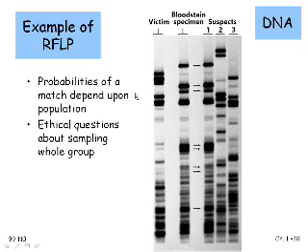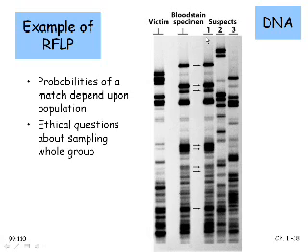Whether or not a sample, so this blood stain and this suspect, are matching, they have the same RFLP pattern. Is that per se proof that suspect 1 was there? That's a slightly different question. That would depend on how likely it is for someone else to have the same RFLP pattern.